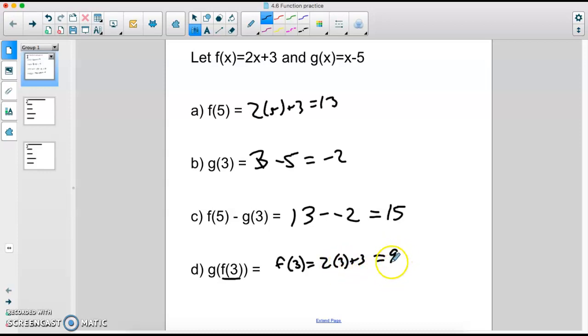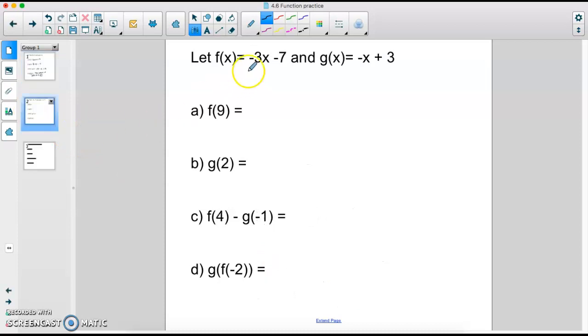Okay. Now we're going to take that 9 and plug it into the g function. So we're essentially going to do g of 9. Whatever our answer is, we plug it into the outside one, which in our case is 9. And so we plug it in for x, so 9 minus 5 gets us an answer of 4.